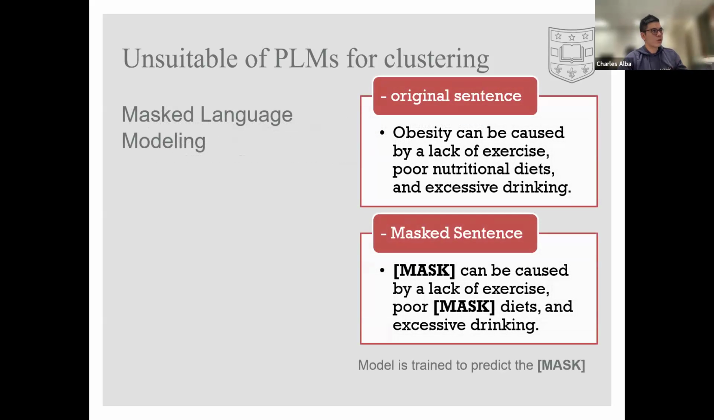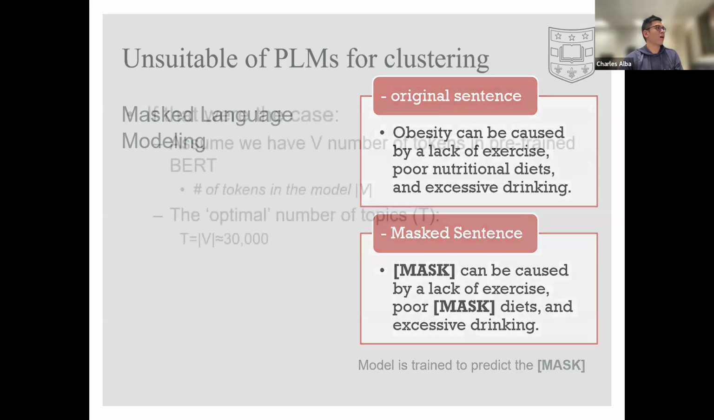So you have an original sentence: obesity can be caused by a lack of exercise, poor nutritional diets, and excessive drinking. The masked sentence would be: blank can be caused by a lack of exercise, poor blank diets, and excessive drinking. The goal is that you're telling the BERT model, tell me what these masks are. The masks are basically covered words. The model is not supposed to know them, and it's supposed to predict them. And that's how it learns context.